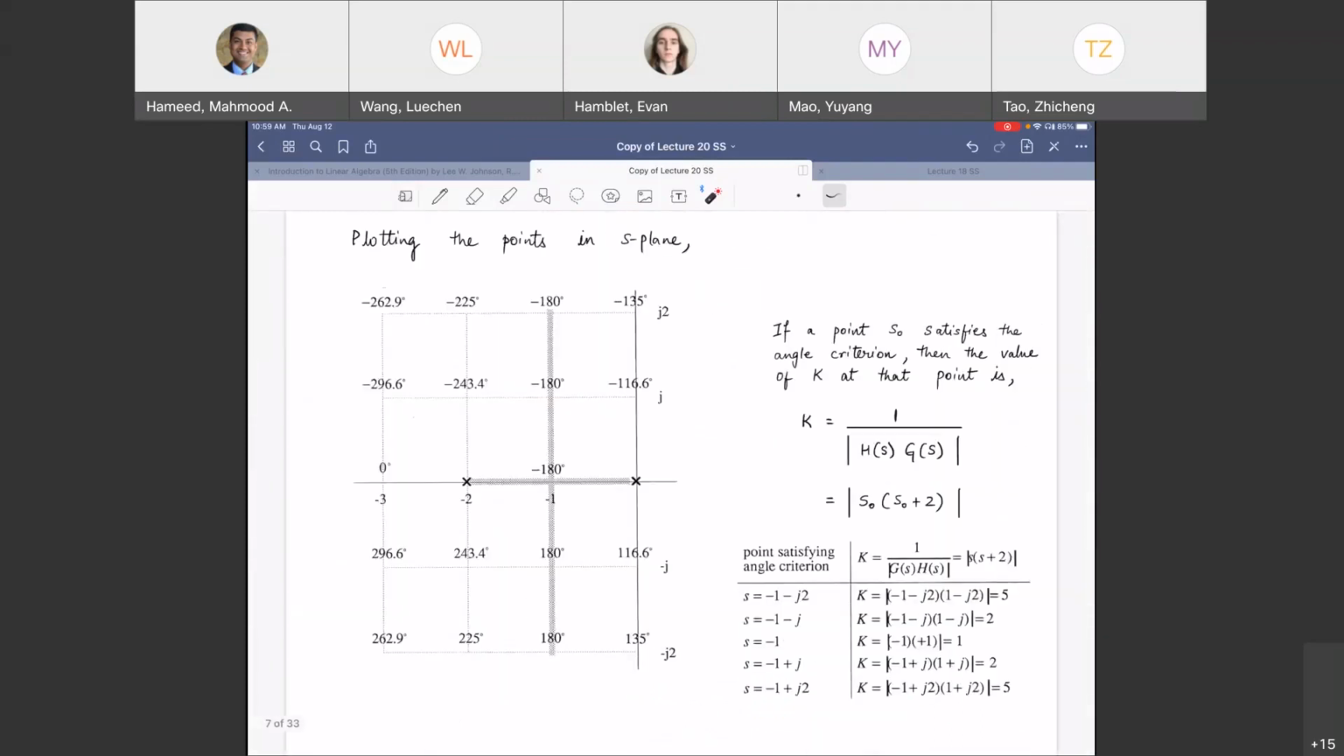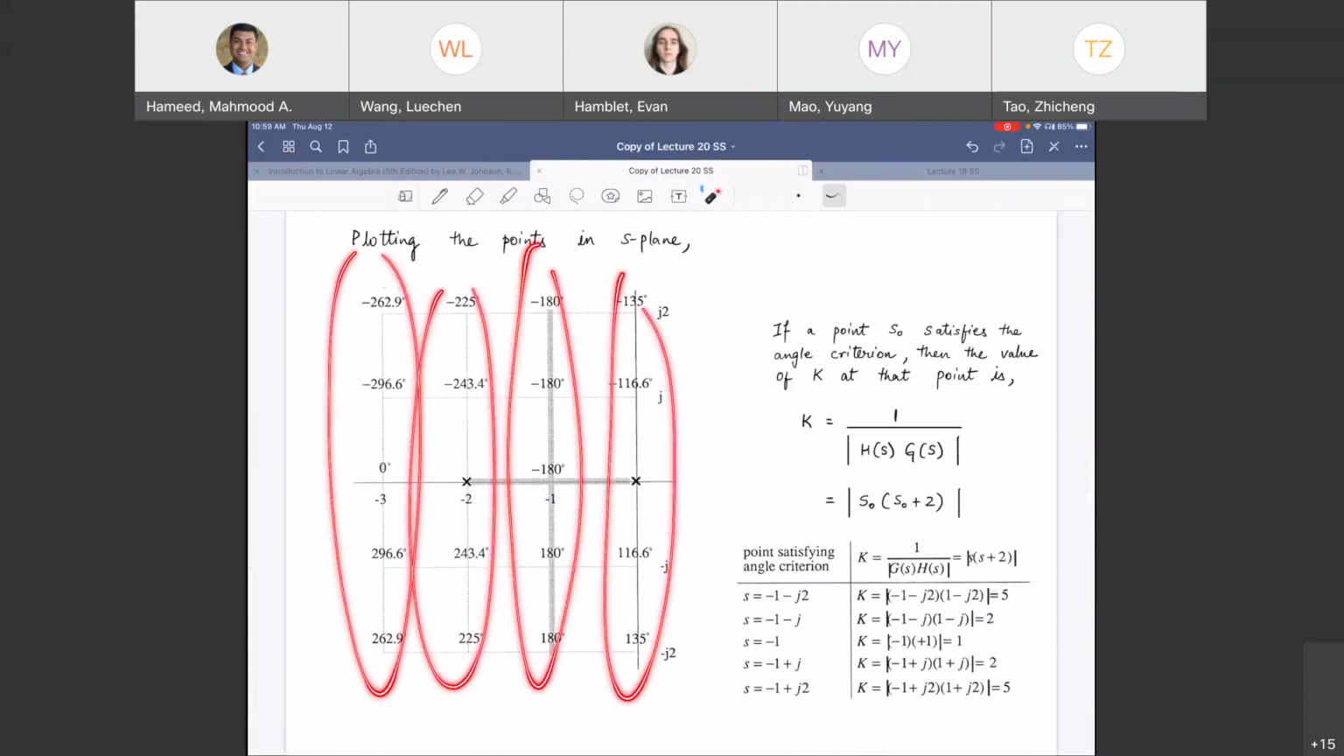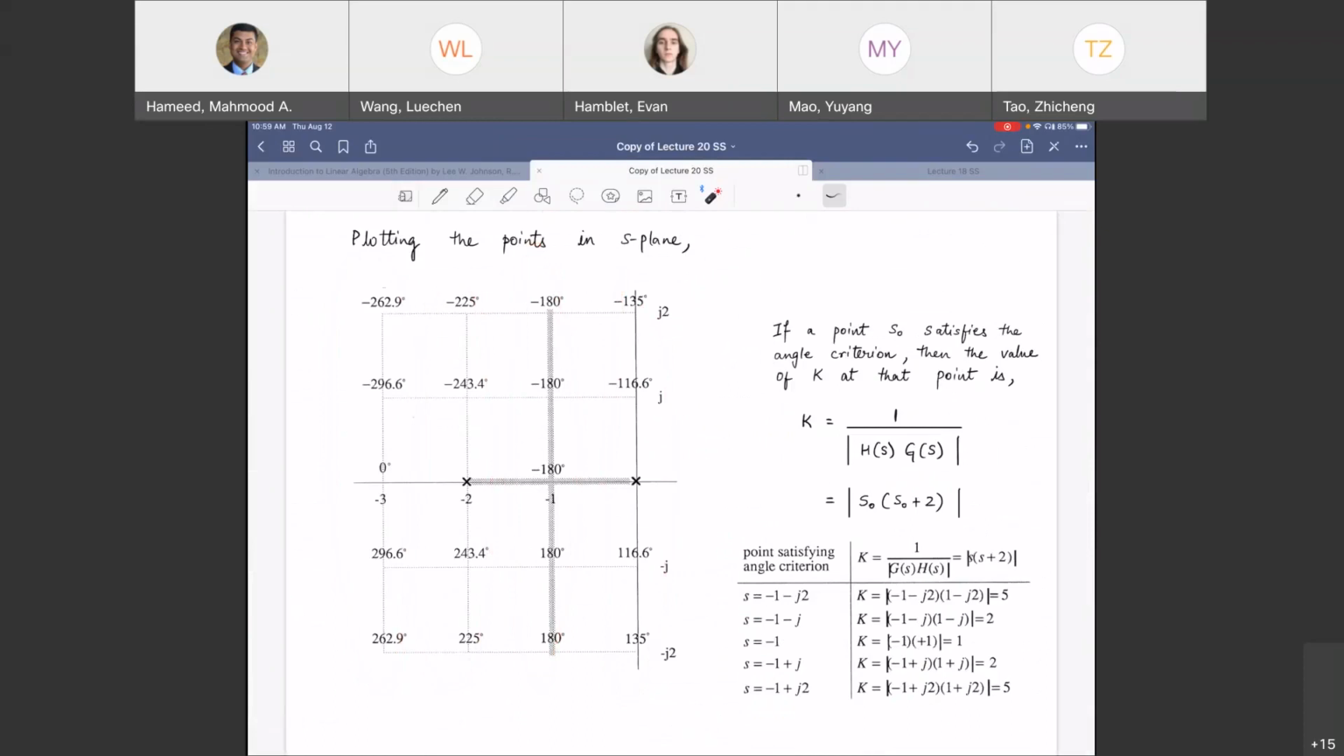So when you now start plotting things, you had these test columns: test column 1, test column 2, test column 3, test column 4. And if you put out all the angles, you don't have to do this, this is just for explaining purposes. You put out all the angles that they gave you. These 5 points gave you 180 or -180, or odd multiples of pi. Every other thing over here gave you something else. So those are not part of the root locus. Only these points are part of the root locus.